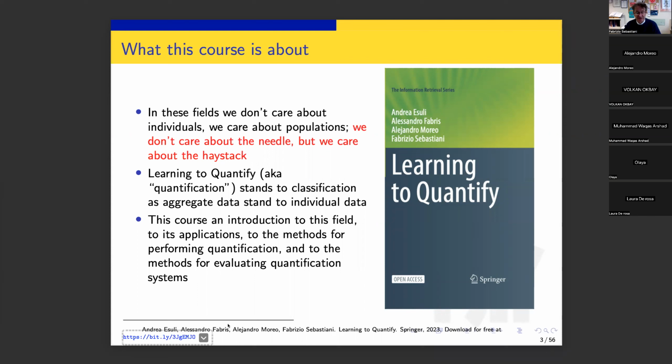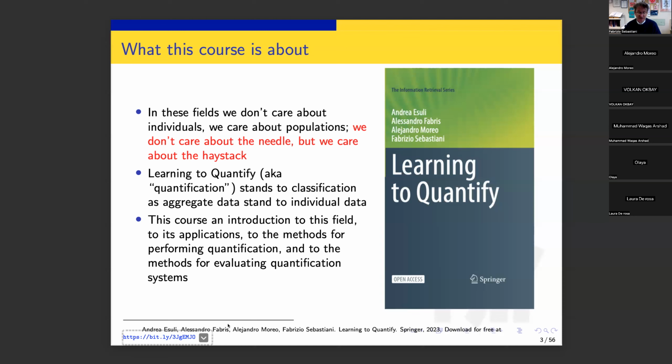So this course is essentially an introduction to this field, to the various applications of learning to quantify, to the methods for performing quantification, and to the methods for evaluating quantification systems. The idea is that we would like this course to put you in a condition to use and apply quantification systems to your applications if you find that they might benefit from this, and maybe put you in a condition to do active research in quantification.